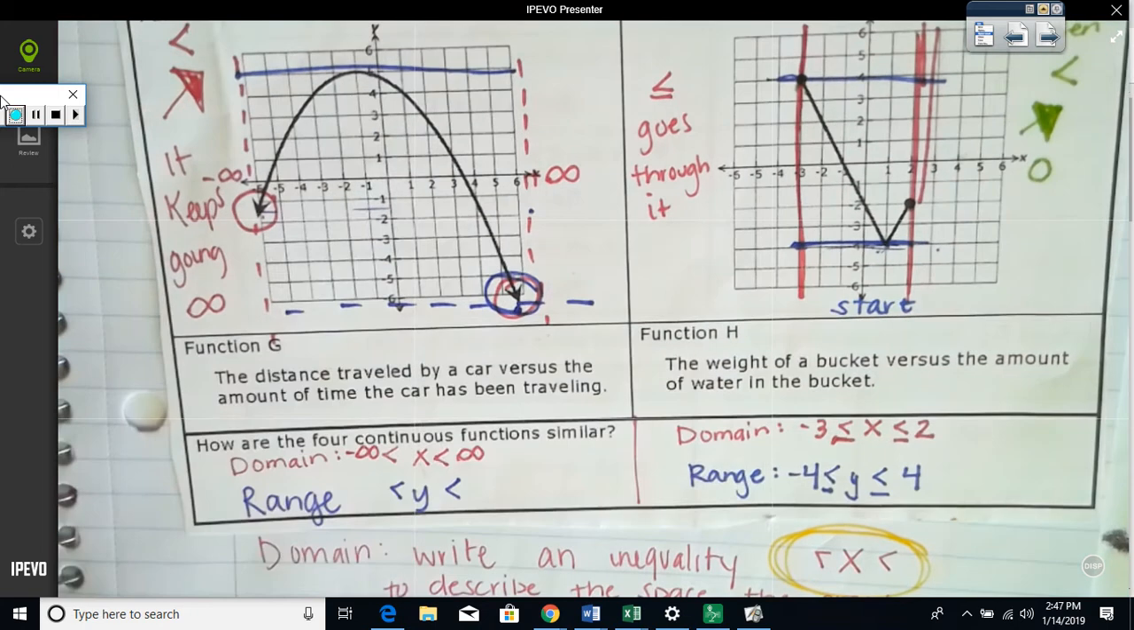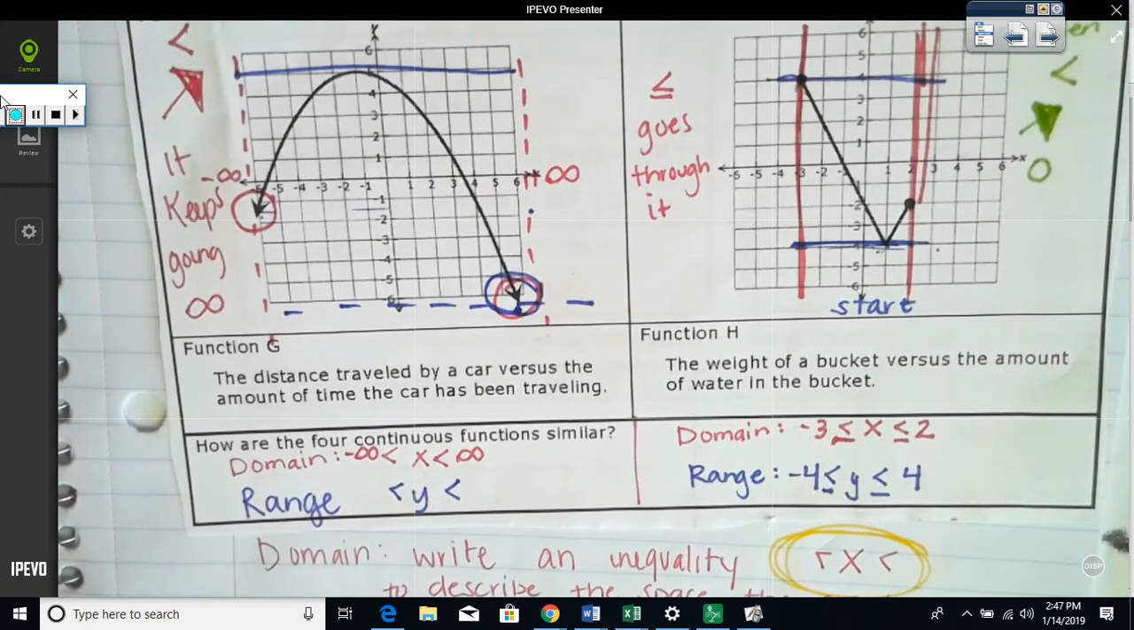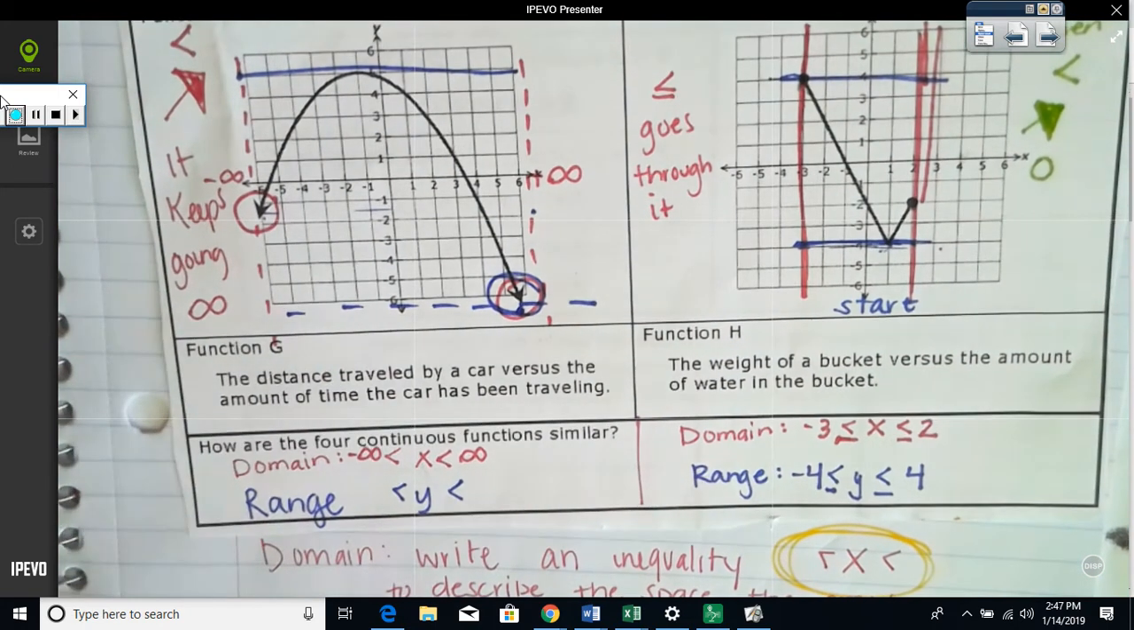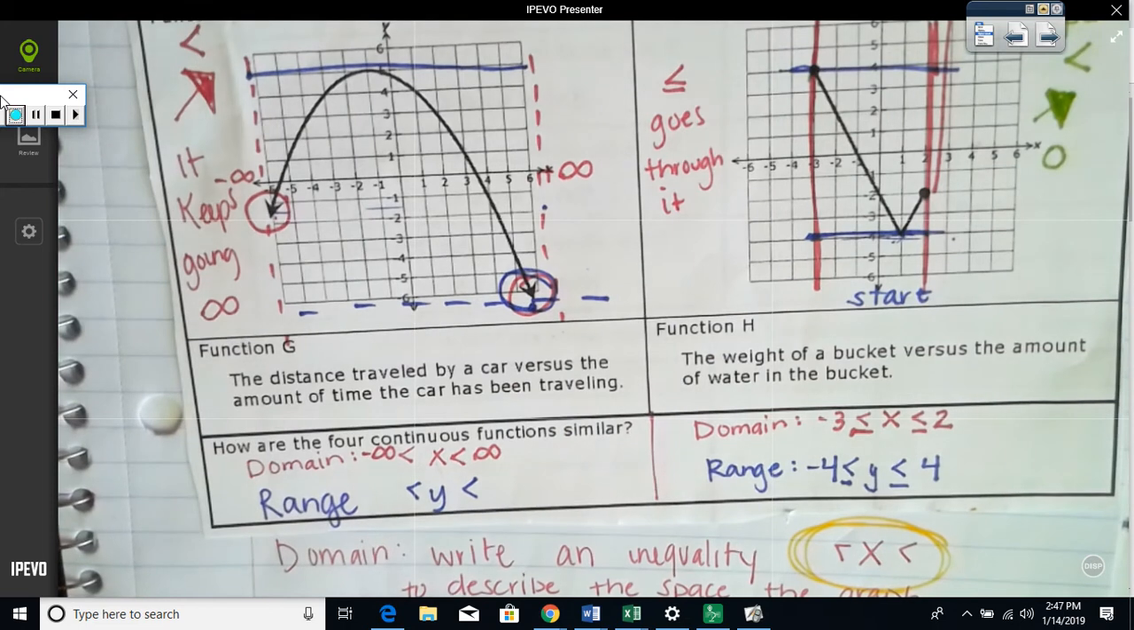So I want you to write it in. Go ahead and write the range on your paper. I'm going to come around and check your paper. Write the range.